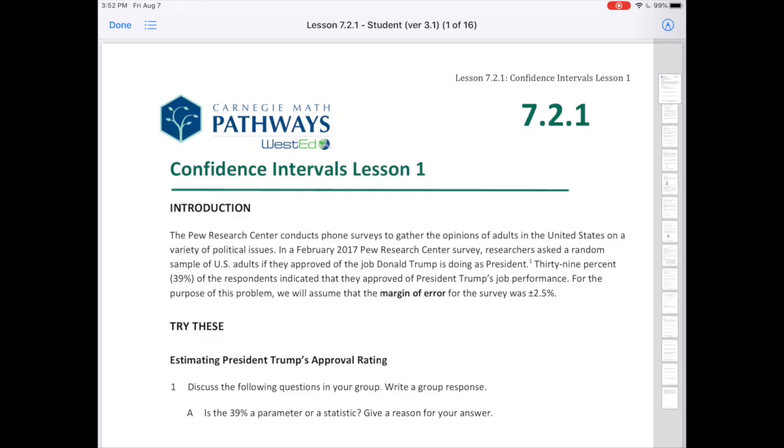Hi everybody, this lesson is 7.2.1, Confidence Intervals Lesson 1.